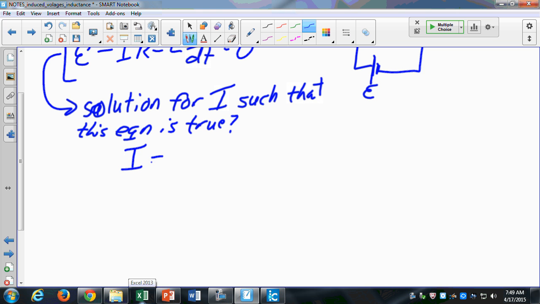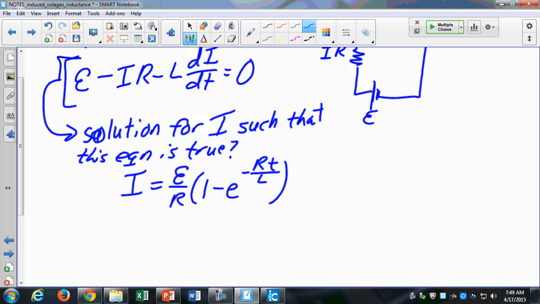So my current, the solution for this is that the current is E over R times 1 minus e to the minus RT over L. I said in differential equations, you'll talk about how to solve these. But in this circuit, this expression for the current solves this expression and makes that a true statement. That the current is the voltage of the battery divided by the resistance times this 1 minus e to the minus RT over L. This should look somewhat familiar to you.